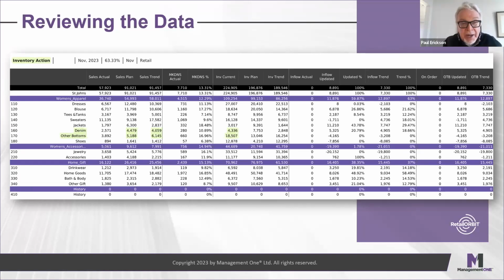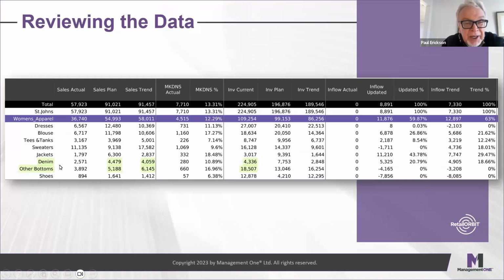Let's look at an inventory action report. What that's going to tell us is, this is this month. How are we doing right now? Let's blow that up for a second. So let's take a look. Again, we're going to pick on denim and other bottoms. So first, what we see: the sales plan this month is 5188 in pants, and you know what? We're trending to beat that.